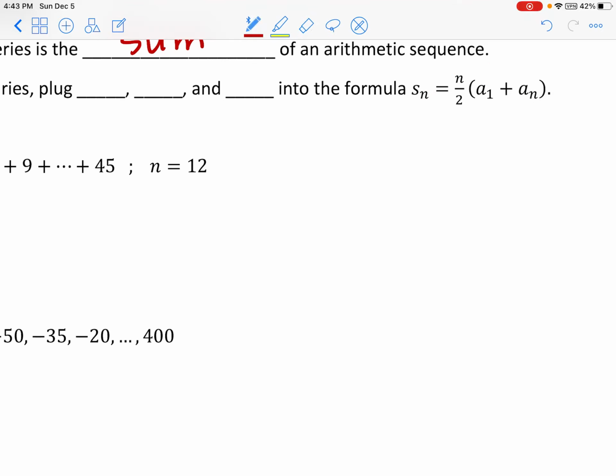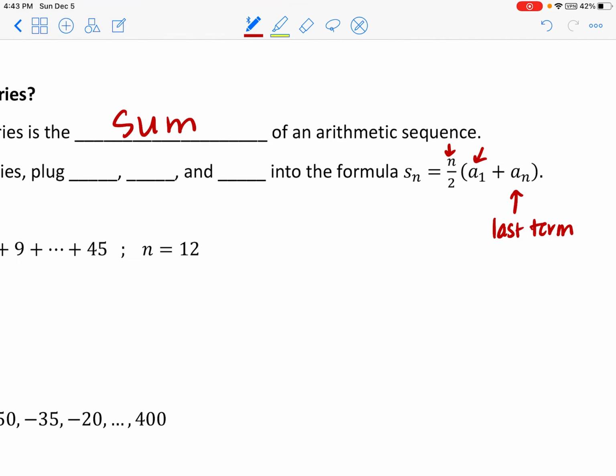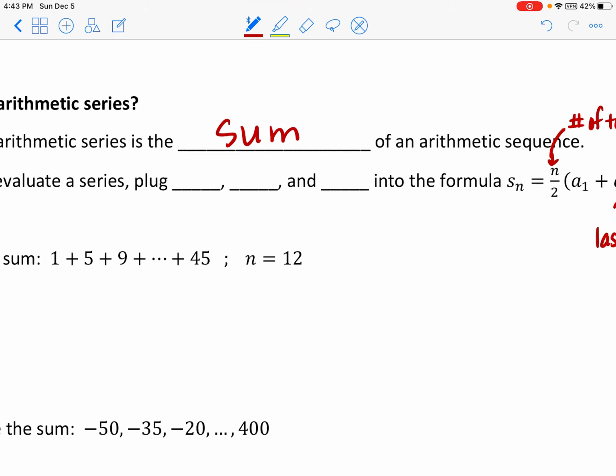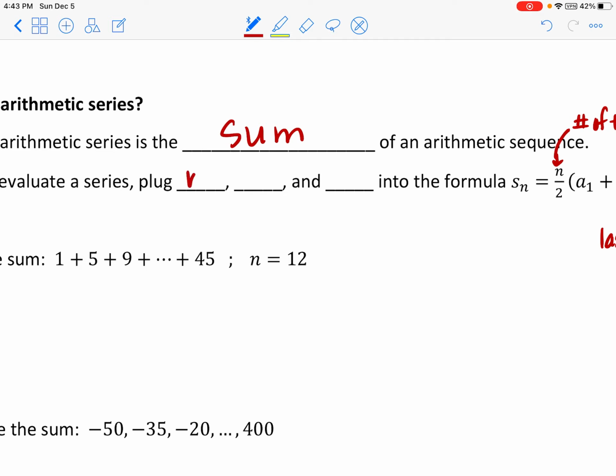So we need three things to use this formula. We need to know n, which is the number of terms, a sub 1, which is the first term, and a sub n, which is the last term that's on the list. Okay, so n was the number of terms, a sub n was the last term, and then a sub 1 we already know is the first term. So again, three things: n, the number of terms, a sub 1, the first term, and a sub n, the last term.